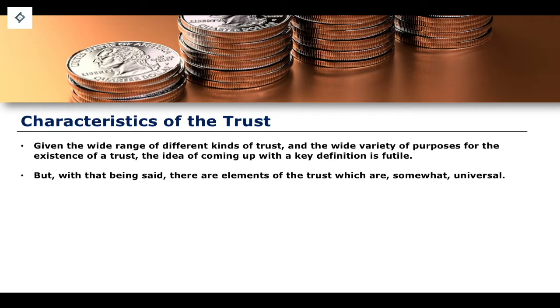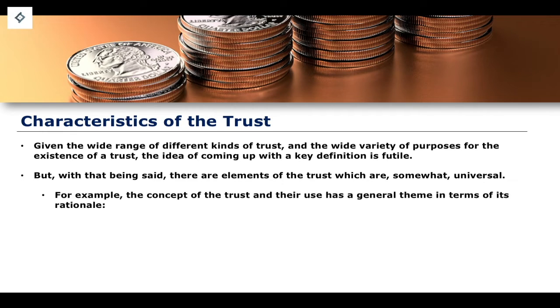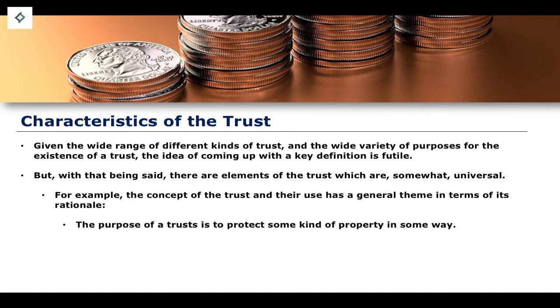There are certain elements which are something of a universality when it comes to trusts. So, for example, the concept of the trust and their use has a general theme in terms of their rationale. The general purpose of a trust, whatever type the trust may be and whatever rationale exists, tends to involve the protection of some kind of property in some way, doing something with some kind of property.